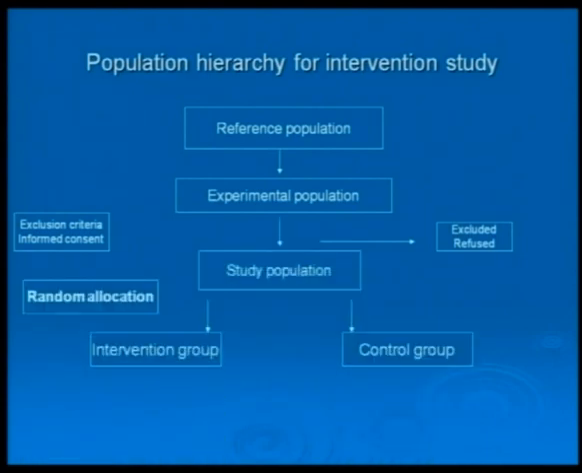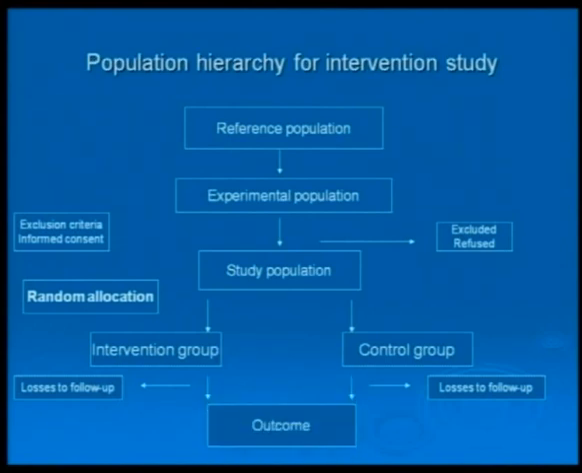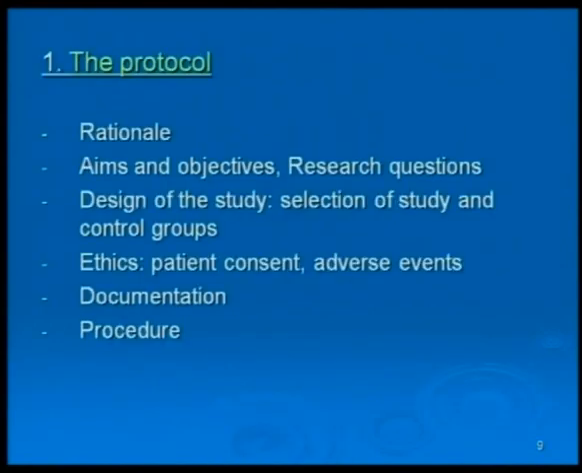So what is the reference population? It's the osteoarthritis patients who are going to benefit after this trial. So they are the reference population. Then from that I will take the experimental population, those who meet the criteria. Basically after inclusion and exclusion criteria, I will take the study population from that group and then allocate them into two different interventions, either the study group or the control group. Some patients will definitely be lost to follow up, and at last I will evaluate the outcome.